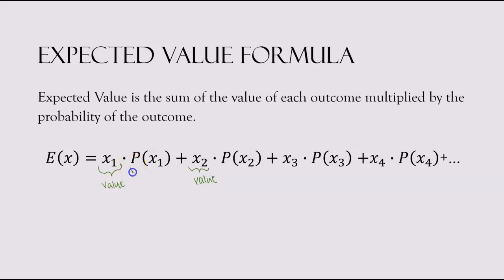And then we're going to multiply each of those values by their probability. So we're going to multiply value times probability, and then we'll add up all of our values. Each of our outcomes might have different probabilities. They might also have different values, and then we'll multiply those together and get our total by adding in the end.